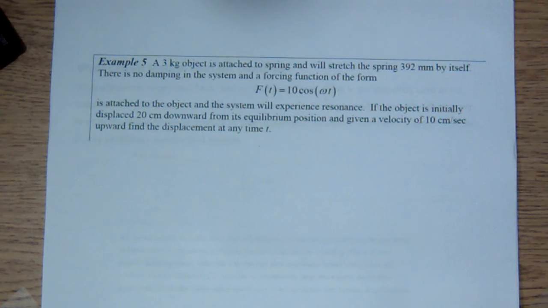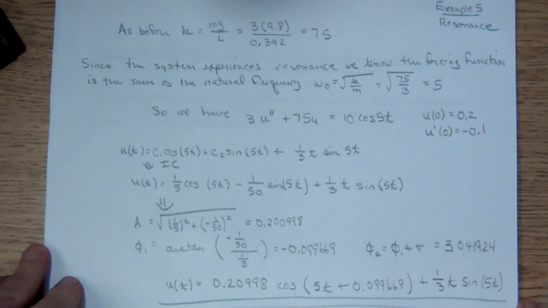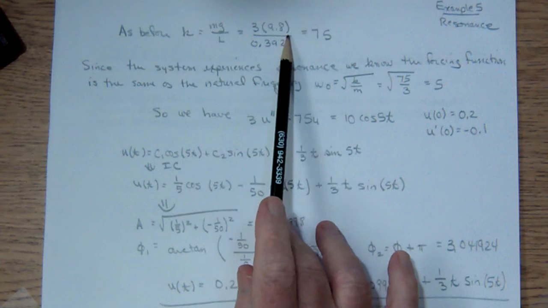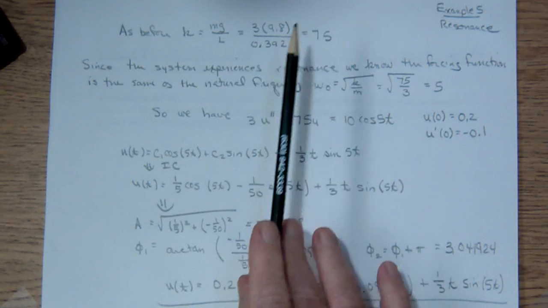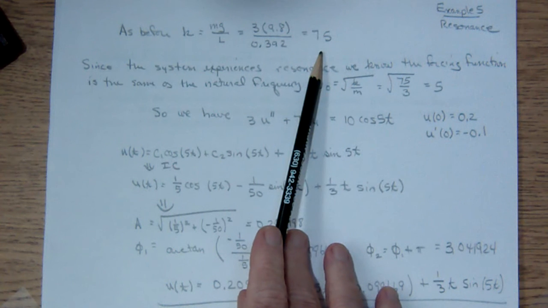So that's what we're going to be solving in this problem, and we'll see what happens when there is pure resonance happening. As before, the spring constant is found by mg, the weight, divided by the length that the spring is extended. But this time we're not using 32, it's not pounds, so that is kilograms, and that's the 9.8 number, and there I changed that into meters, and so we get a number of 75 for k.